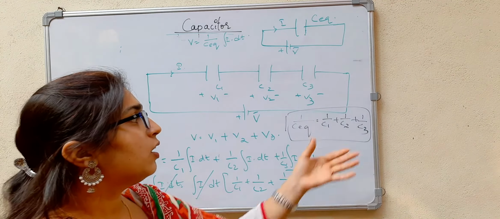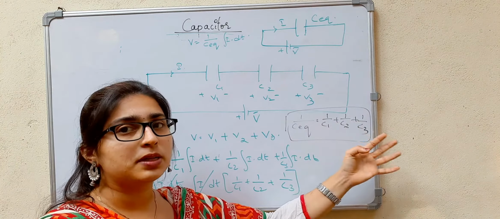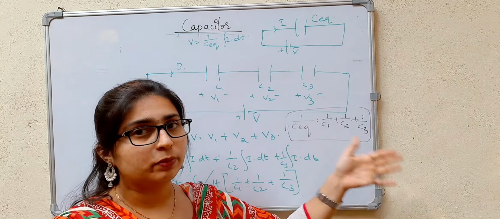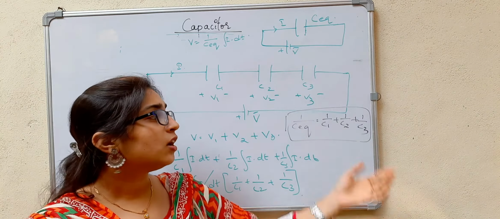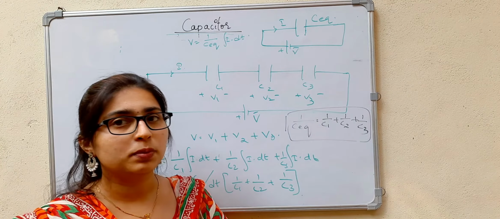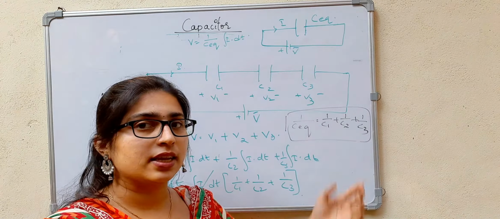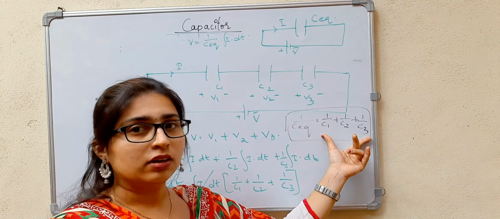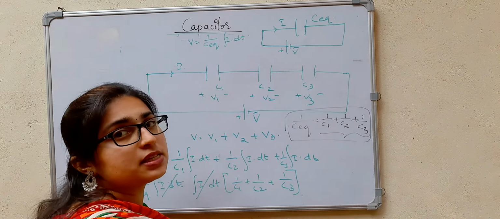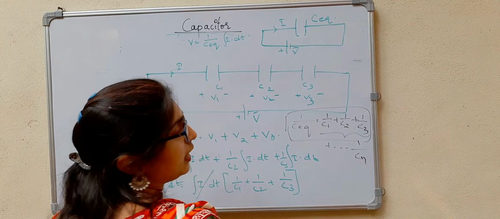This is like when resistors are connected in parallel, we have 1 by R1 plus 1 by R2 plus 1 by R3. When inductors are connected in parallel, we have equivalent inductance as 1 by L equivalent equal to 1 by L1 plus 1 by L2 plus 1 by L3. So resistors in parallel and capacitors in series have similar equations. If there are n capacitors connected in series, you will have terms till 1 by Cn.